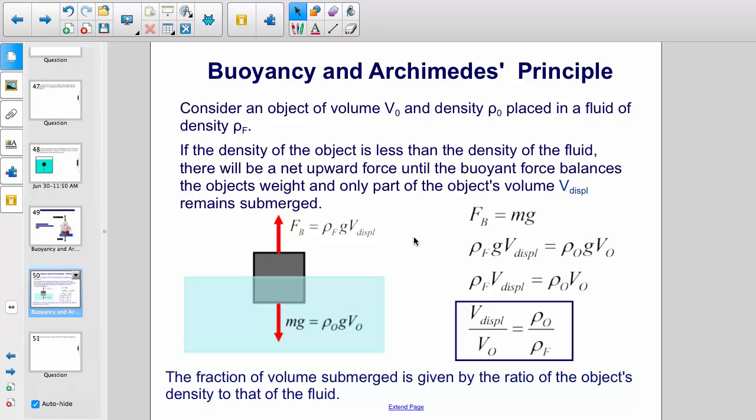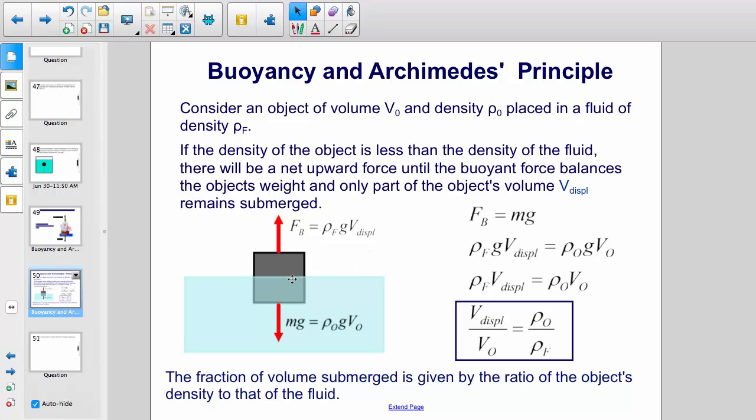Consider an object of volume v sub 0 and density rho sub 0 placed in a fluid of density rho sub f. If the density of the object is less than the density of the fluid, there will be a net upward force until the buoyant force balances the object's weight and only part of the object's volume, v displacement, remains submerged.